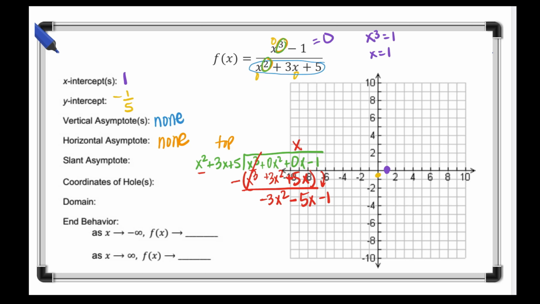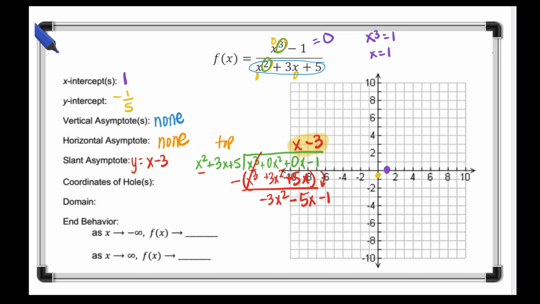And then I'm going to do negative 3x squared divided by x squared. That gets me a minus 3. You can actually stop here because I'm not concerned about my remainder. I'm concerned about whether or not I can get my quotient. So my slant asymptote is y equals my quotient, which is x minus 3.